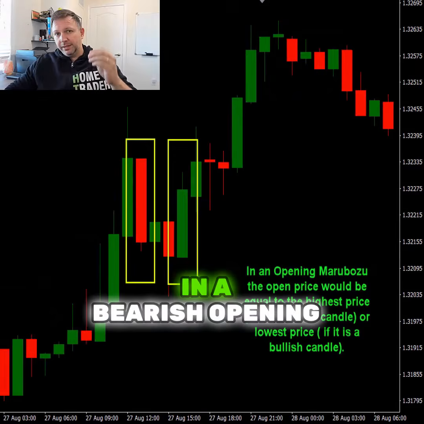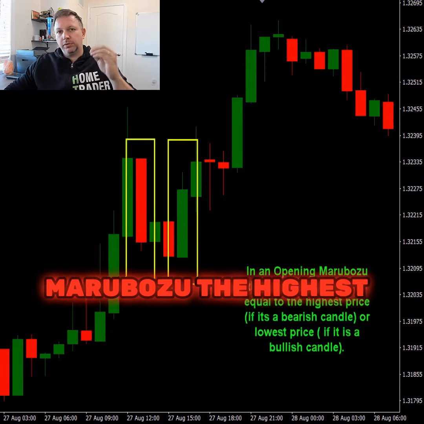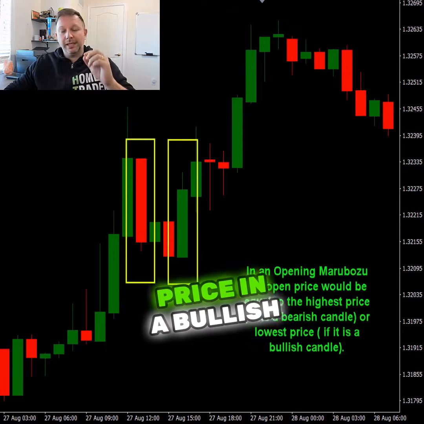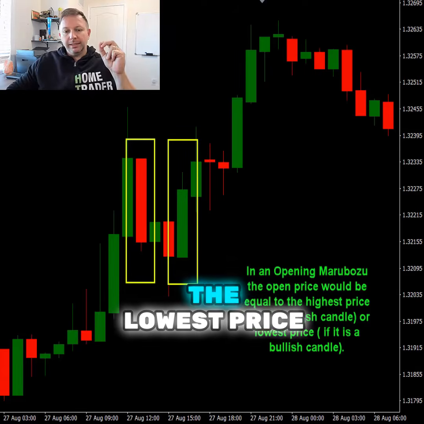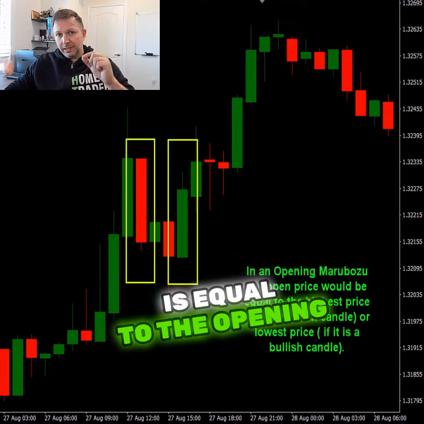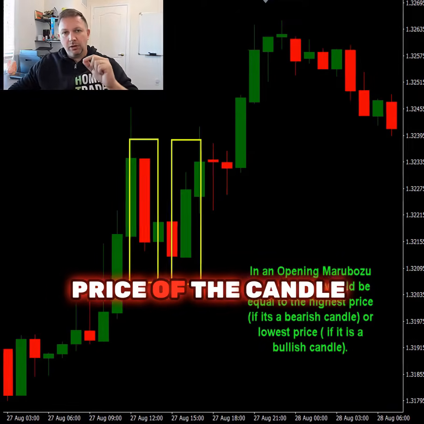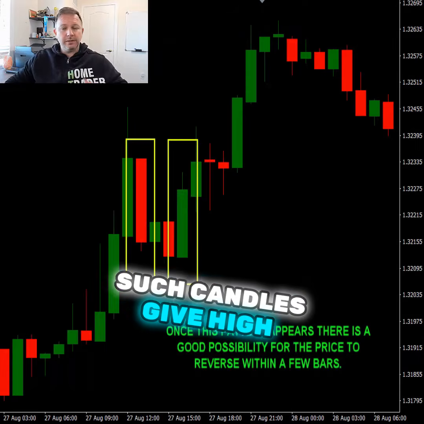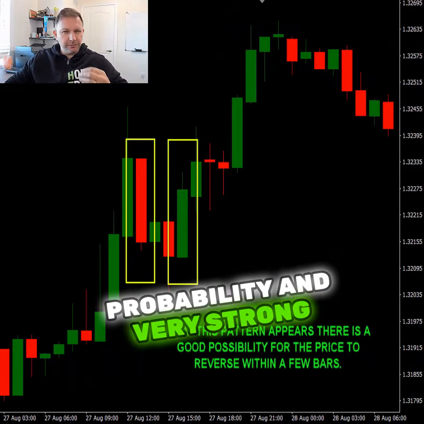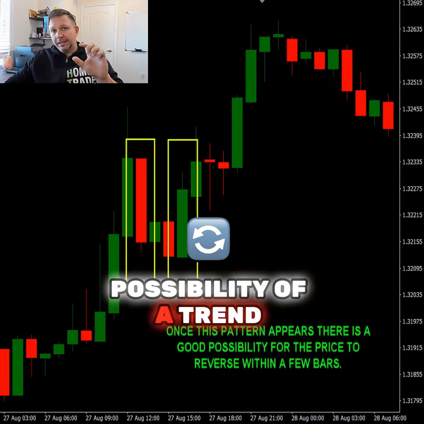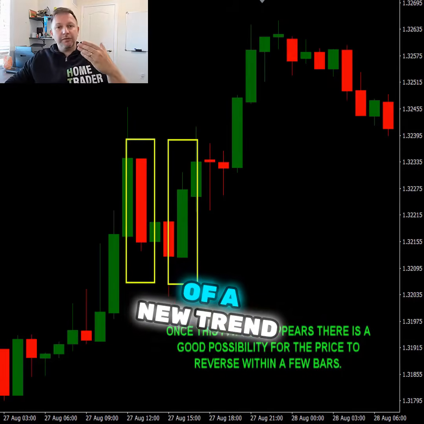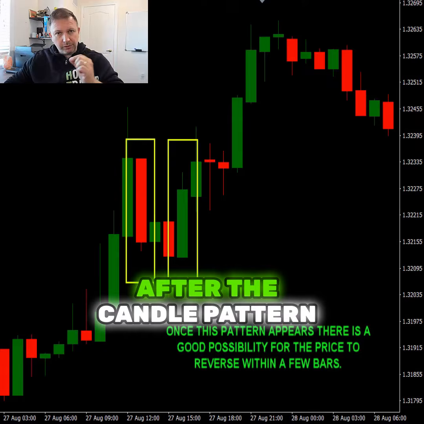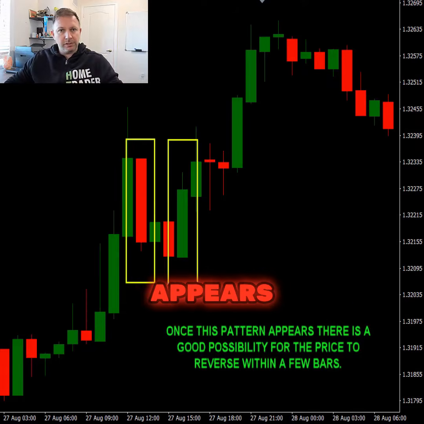So once again, in a bearish opening Marubozu, the highest price is the opening price. In a bullish opening Marubozu, the lowest price is equal to the opening price of the candle. Such candles give a high probability and very strong possibility of a trend change, a deep correction, or a beginning of a new trend after the candle pattern appears.